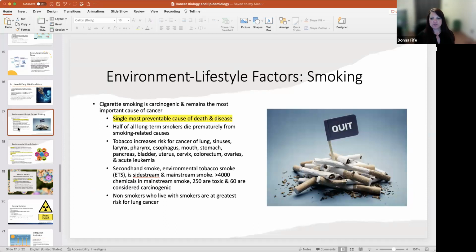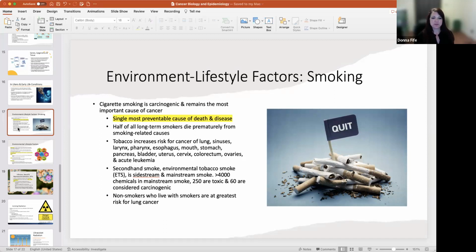Environmental lifestyle factors of smoking. Cigarette smoking is carcinogenic and remains the most important cause of cancer. It's the single most preventable cause of death and disease, and we need to highly encourage our patients to not smoke. Half of all long-term smokers die prematurely from smoking-related causes.